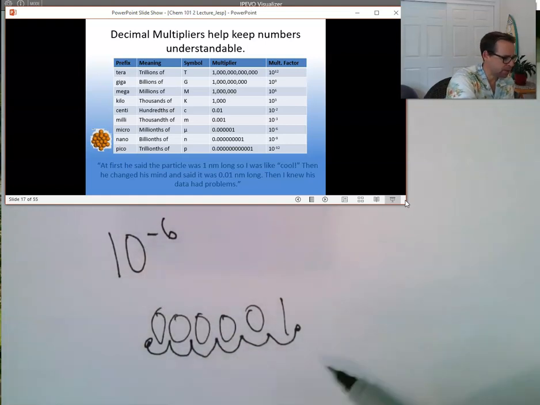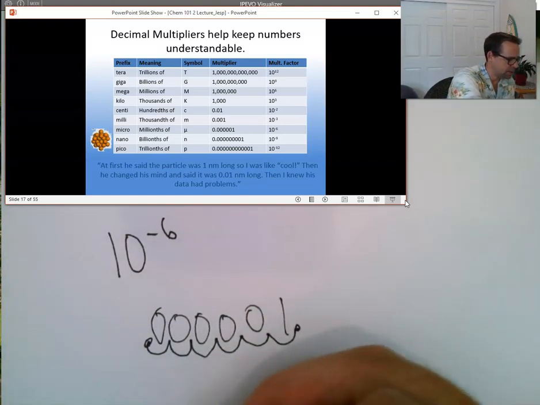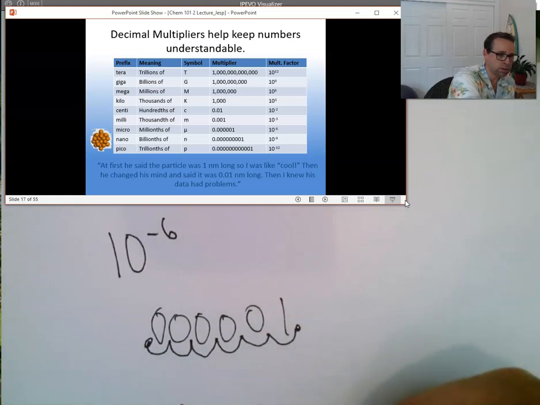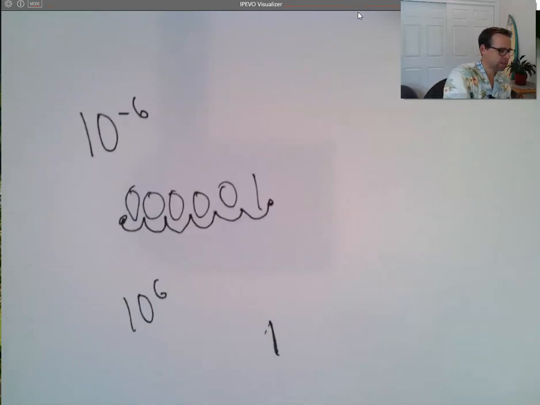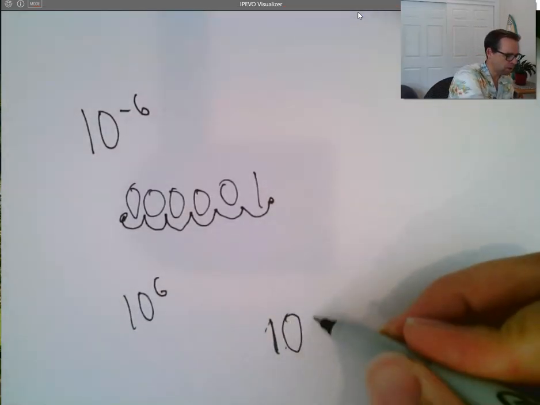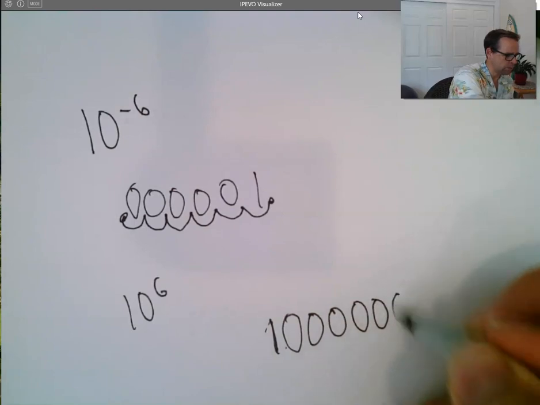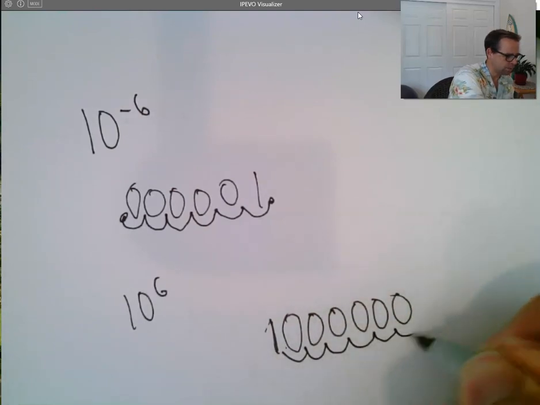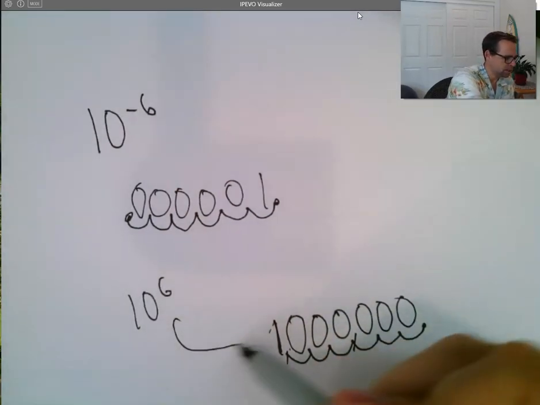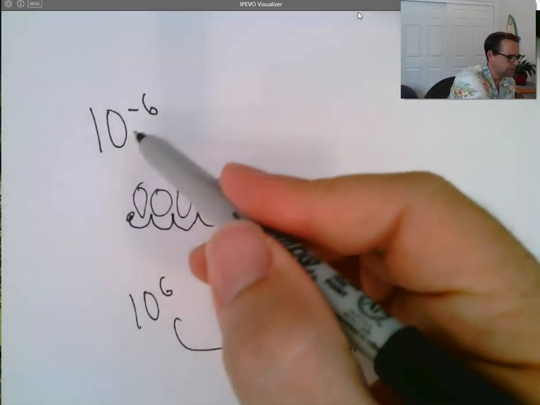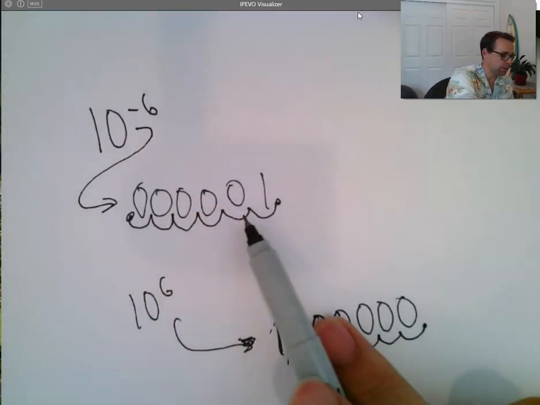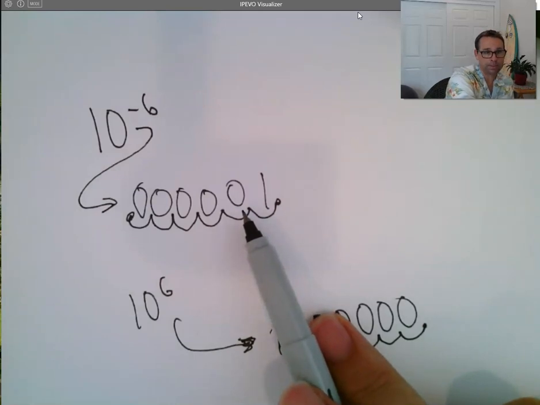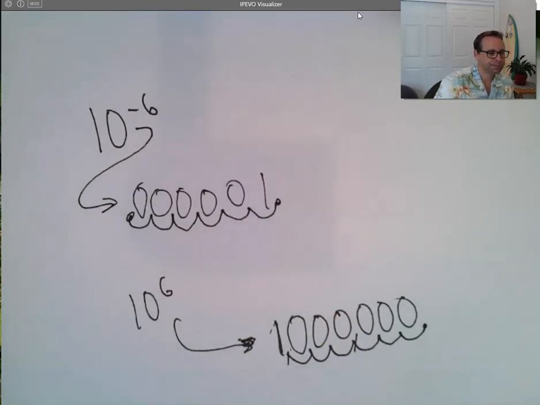If there's a negative 6, you move it this way. If it's 10 to the regular 6, then you take the number 1 and you move the decimal place over 6 times the other way. 1, 2, 3, 4, 5, 6. And that gives you your million. So 10 to the 6th is million. 10 to the minus 6 is 1 millionth. So you need a million of these just to equal 1. Okay?